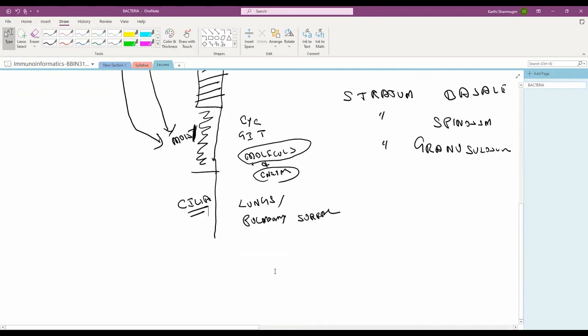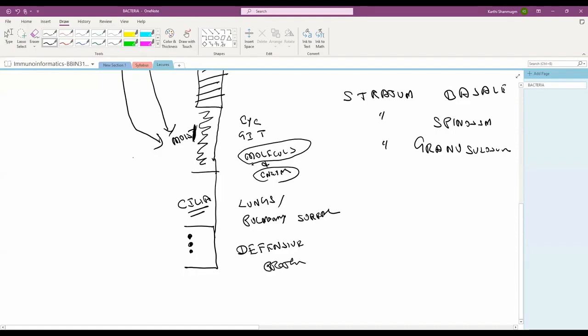Okay. Along with this, we have some other proteins, not inside the cell. I am talking about outside the body. These proteins are called defensive proteins. Very important.